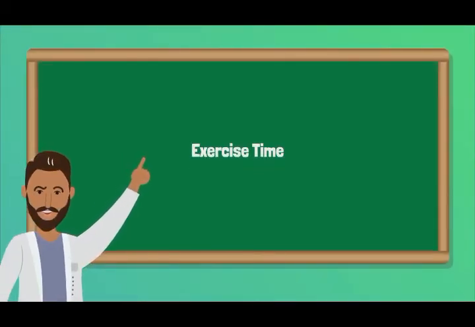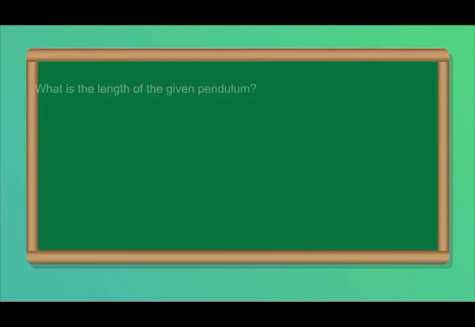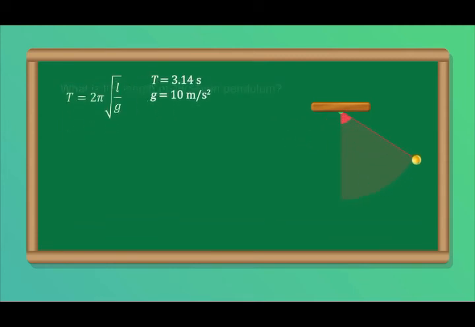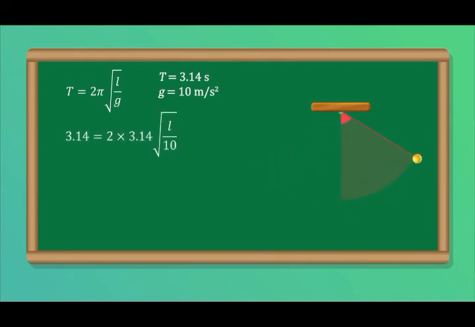Now, let's do an exercise. What is the length of the given pendulum given that its time period is 3.14 seconds? g is equal to 10 meters per second square. Using the formula for the time period of a pendulum, we can calculate its length. After inputting the given values, we can arrange the equation to calculate the length. In this case, the length comes out to be 2.5 meters.